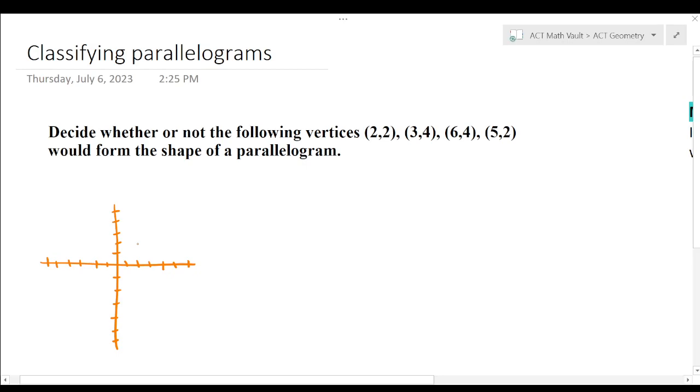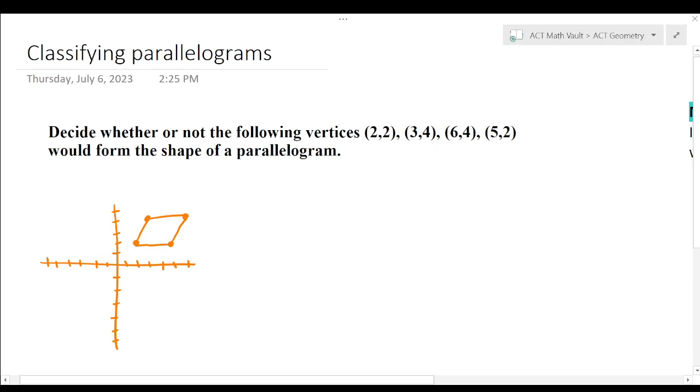So 2, 2 right there. 3, 4 would be over 3 up 4. Then 6, 4 would be over 6 up 1, 2, 3, 4. 5, 2, 5 up 2. Okay, so with my rough sketch, this does look like a parallelogram.